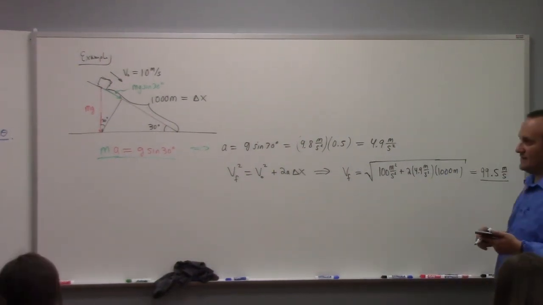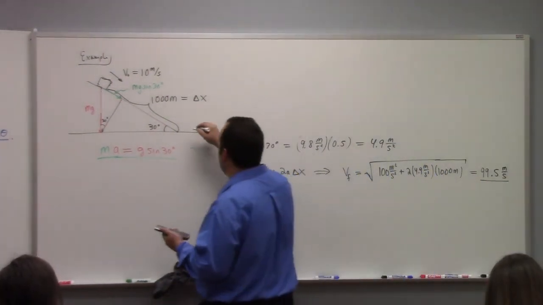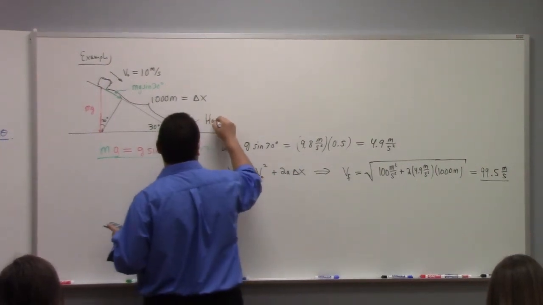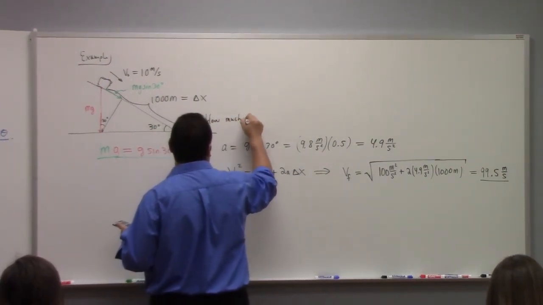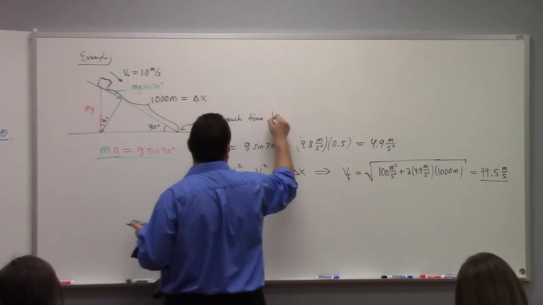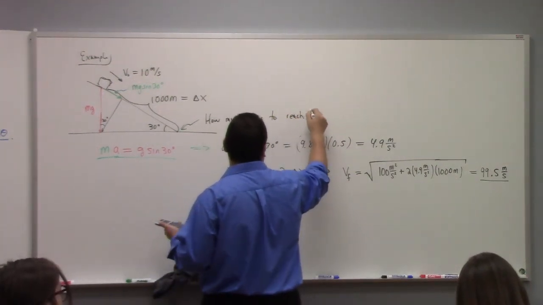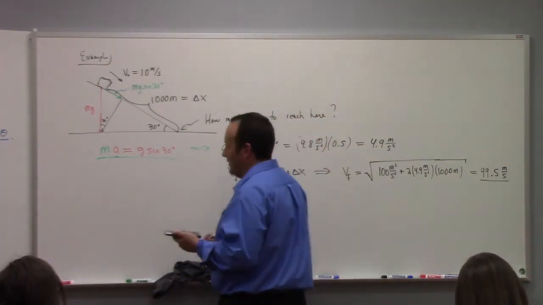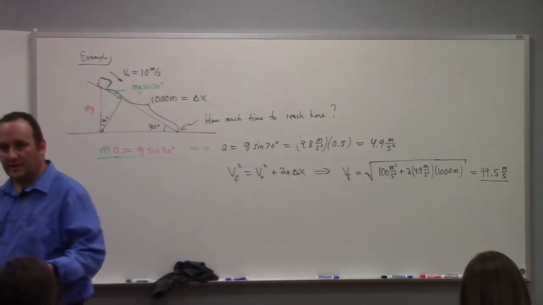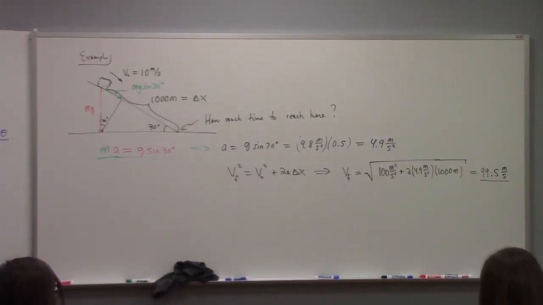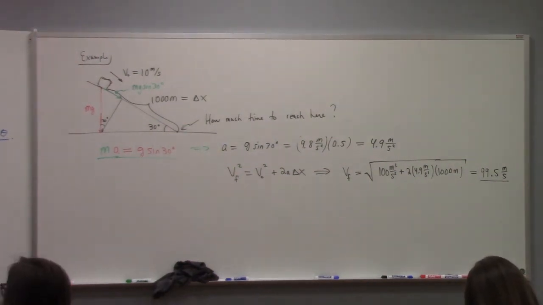Does that answer the question yet? What was the question I asked? I asked, how much time to get to here, right? So we just figured out that the final speed there is 99.5 meters per second. This box is really moving. You don't want to try to stop it if it's got any kind of mass at all. It won't go well for you. How much time? How do we figure that out? What should we use?